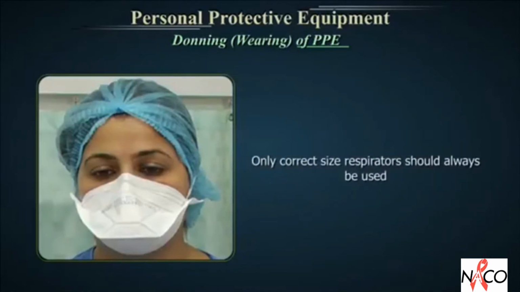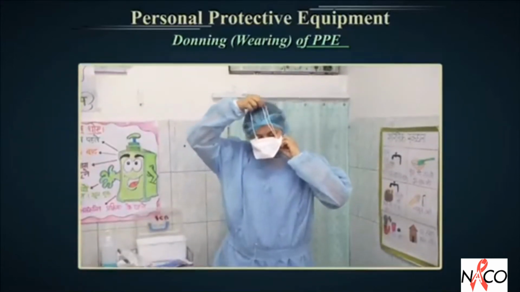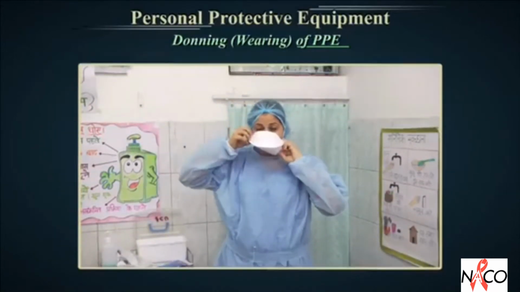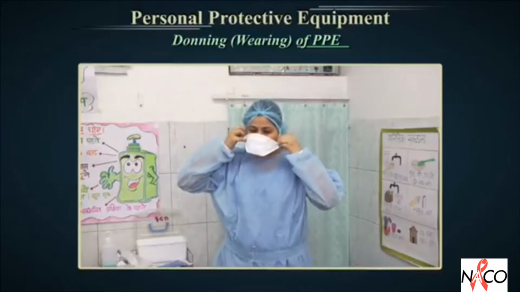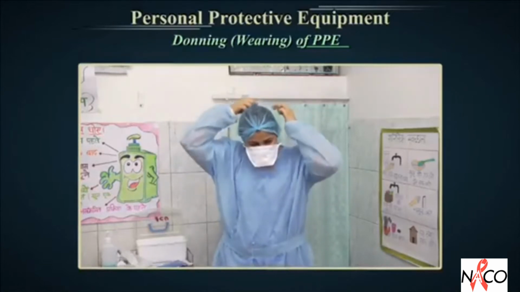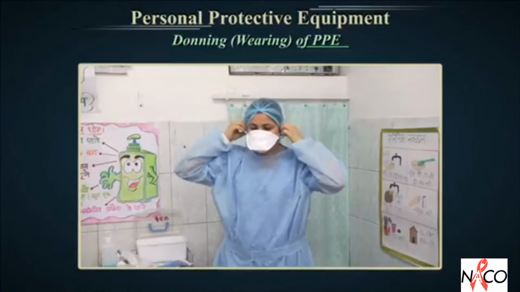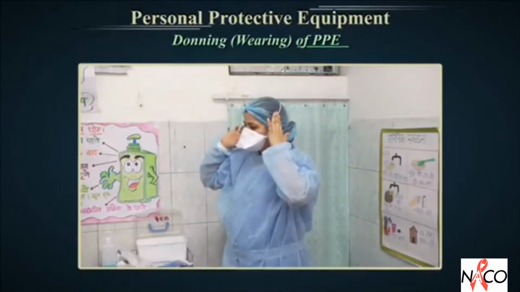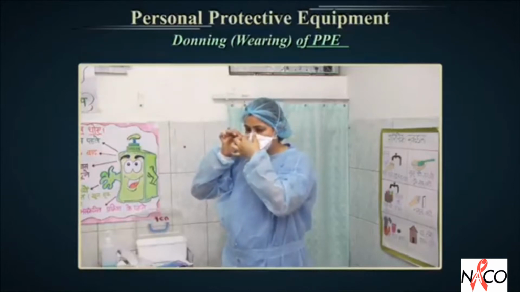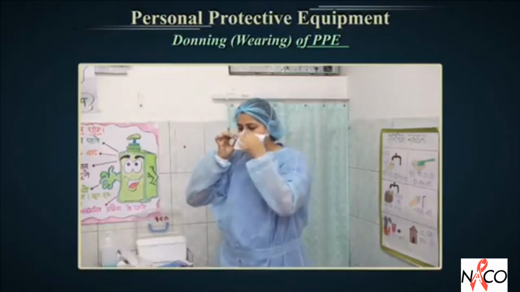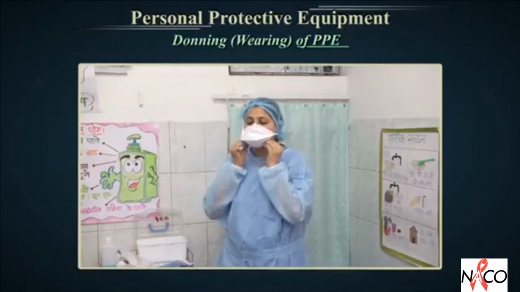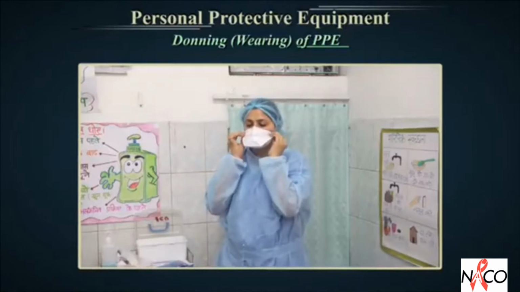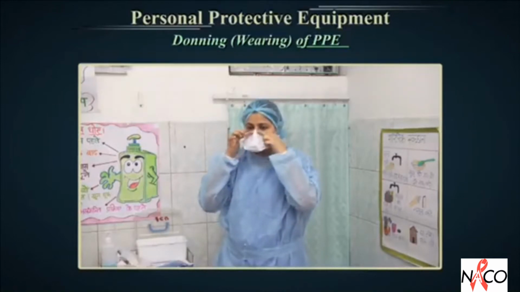Only correct size respirators should always be used. Place a respirator over your nose, pull the strap and position one across your head and the other across the base of the neck. These elastic straps should be in touch with the skin of the head and remove any hair in the way. Press the mask along the edges to seal it with the skin. Finally, breathe deeply to feel any area where air is escaping out along the edges.